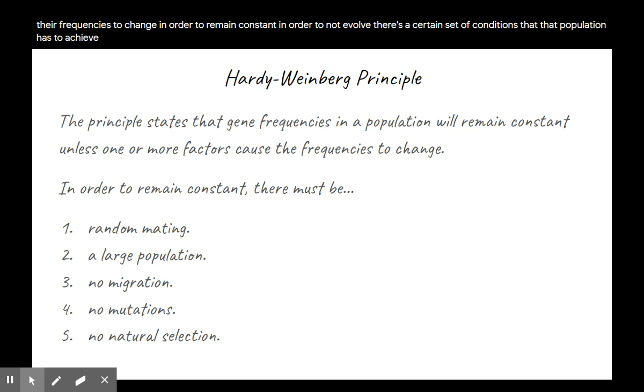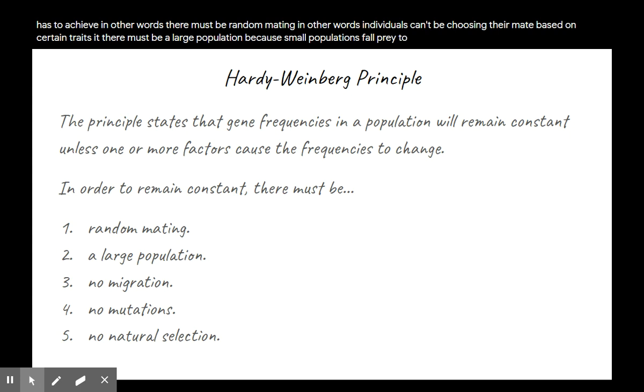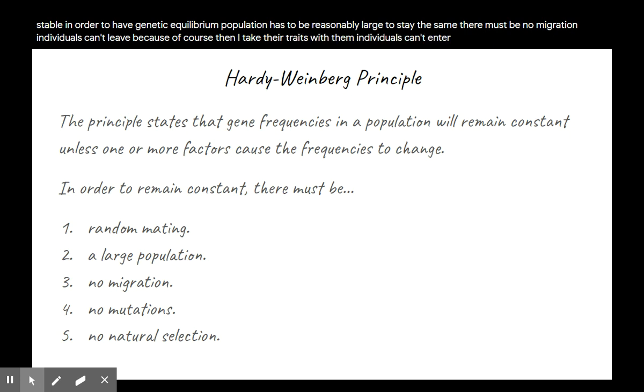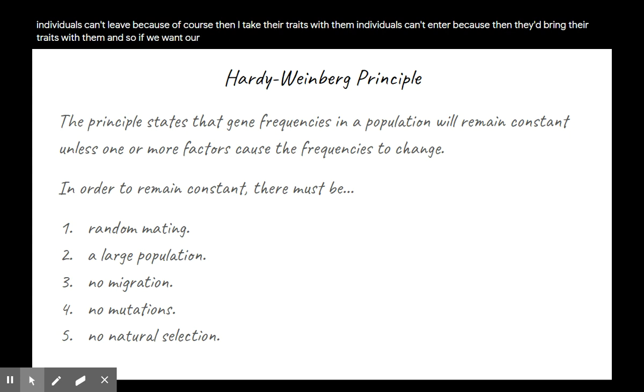In order to remain constant, in order to not evolve, there's a certain set of conditions that that population has to achieve. In other words, there must be random mating. In other words, individuals can't be choosing their mate based on certain traits. It just has to be random. There must be a large population because small populations fall prey to just chance happenings. And so in order to be stable, in order to have genetic equilibrium, population has to be reasonably large. To stay the same, there must be no migration. Individuals can't leave because, of course, then they take their traits with them. Individuals can't enter because then they bring their traits with them. And so if we want our population to stay the same, to not evolve, there can be no migration.